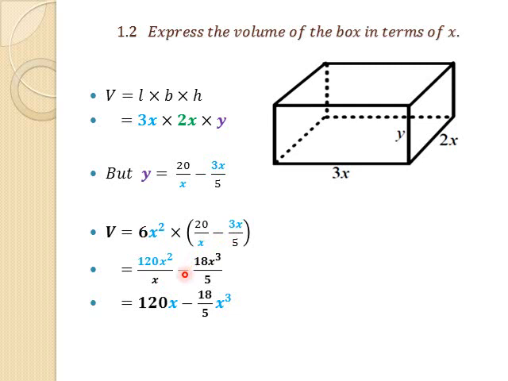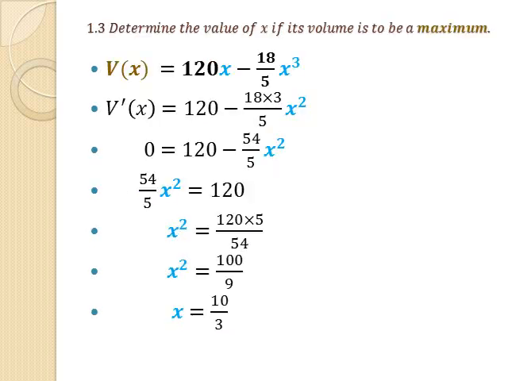Positive times negative gives me negative. 6 times 3 gives me 18. x squared times x, x cubed over 5. x squared divided by x simply becomes x, so that's 120x minus 18 over 5, x cubed. So there my volume only contains x's, and I've written it in terms of x. Although I have x there, I had to get rid of the y because they want everything in terms of x. So we have my equation. Let's look at the next problem.